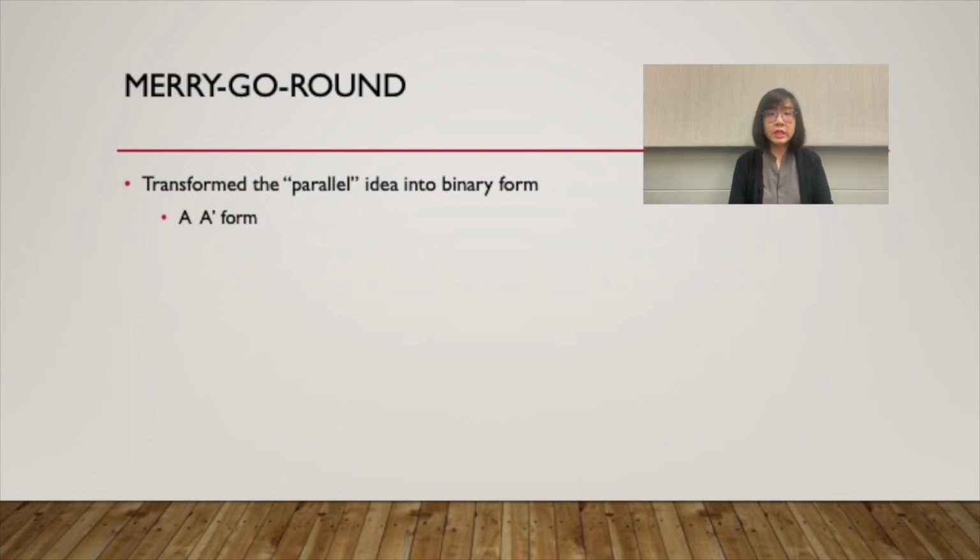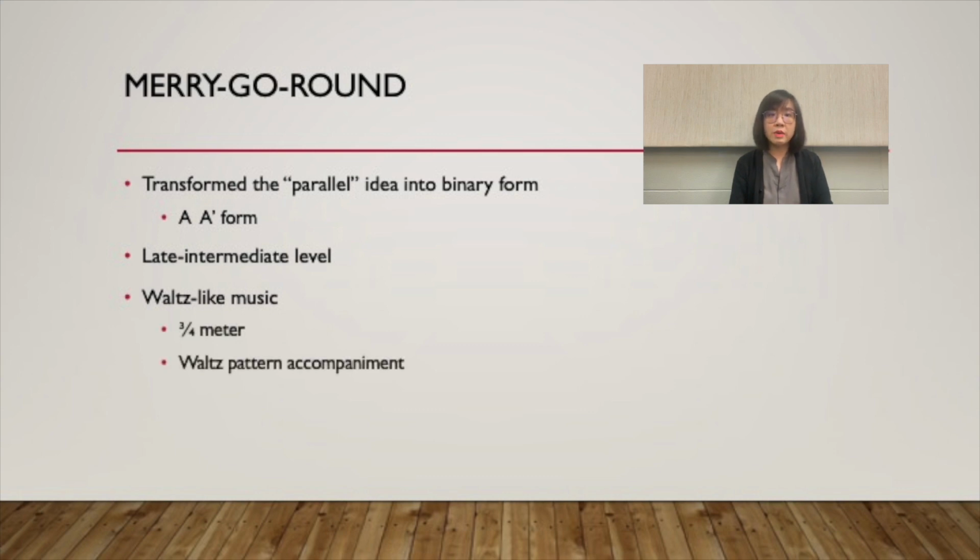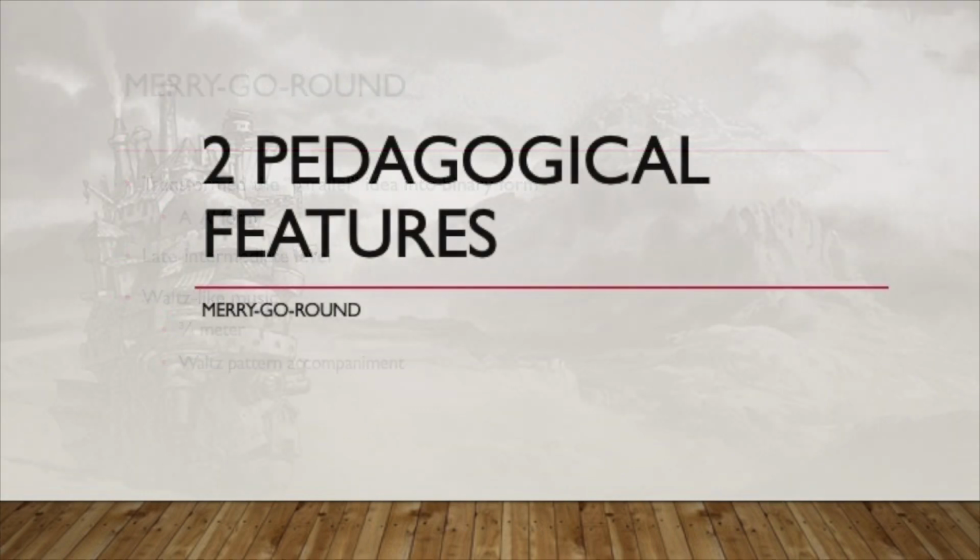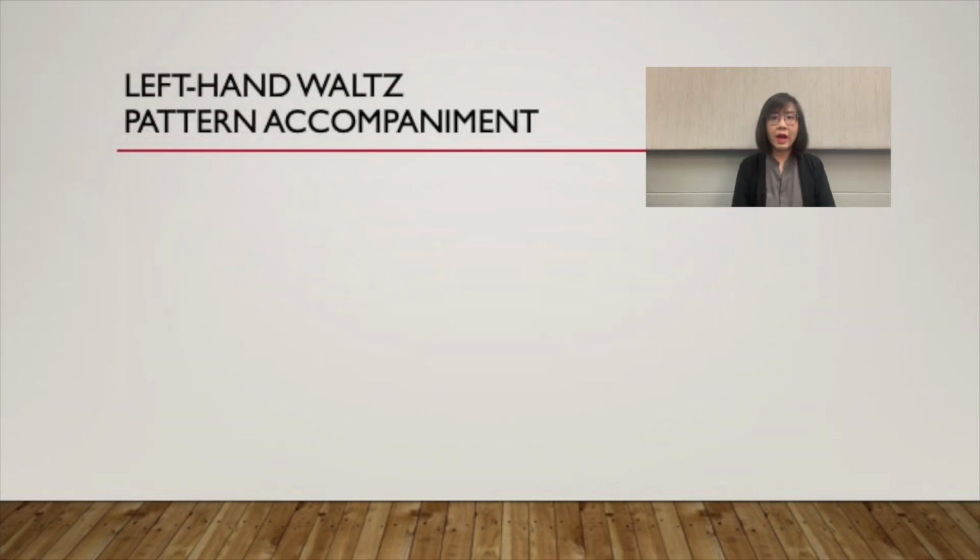Overall, this piece is suitable for late intermediate students. It is a waltz-like music in 3/4 meter and includes a waltz-like accompaniment in most of the sections. In Merry-Go-Round, there are 2 pedagogical features that I would like to bring out. First, the left-hand waltz pattern accompaniment.